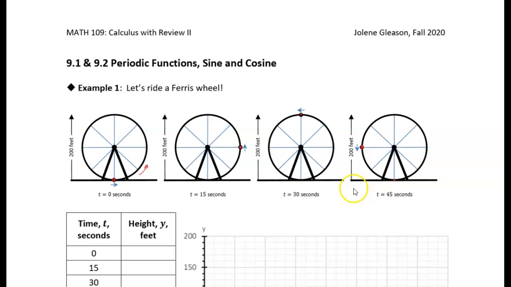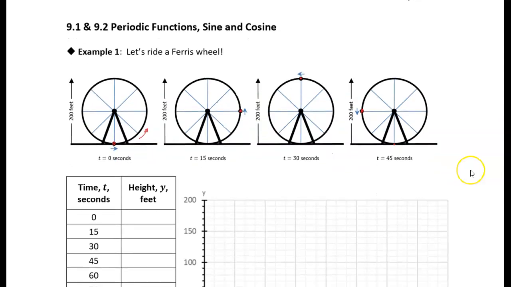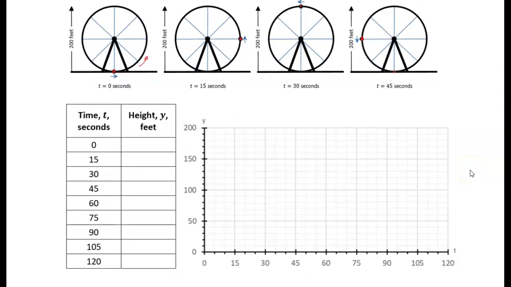So that's the idea of periodic functions. They have a period to them. They repeat periodically. So let's graph what this looks like. You're riding this Ferris wheel, and we want to graph your height at any given time, your height above the ground.